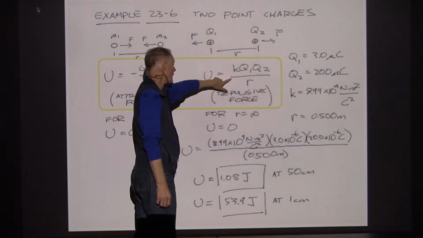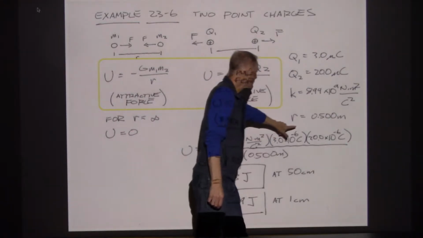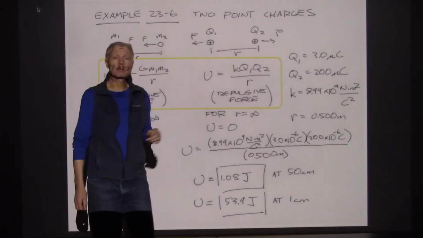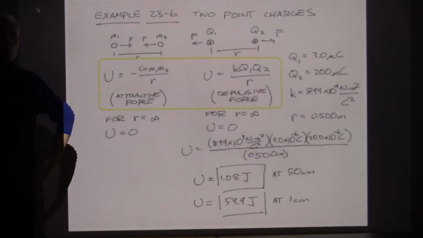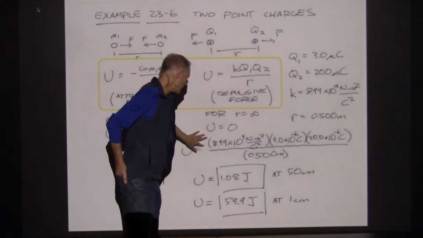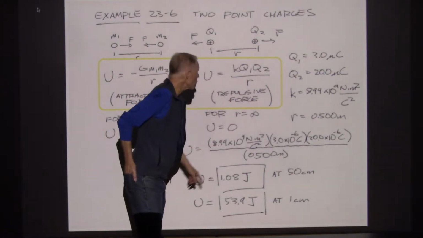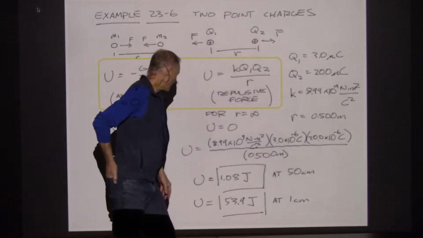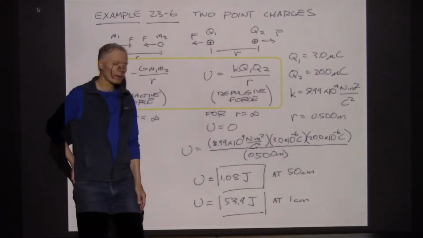And we can plug into that formula. So here is little k, Q1, Q2, distance, not squared. This is potential energy, it's not force, so it's not distance squared, it's just distance. And when we calculate this, I end up with 1.08 joules when they are separated by 50 centimeters. And then as I bring them even closer, I can see that the potential energy is going up.